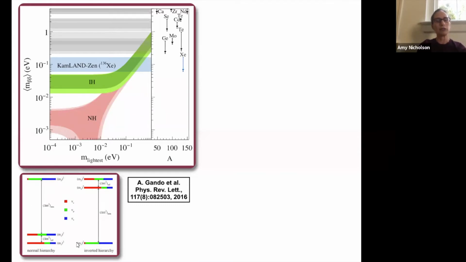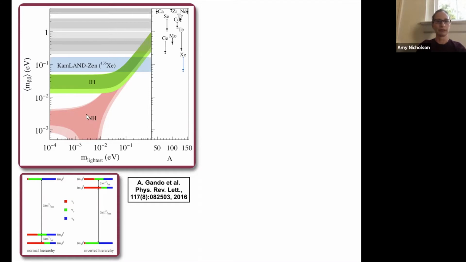Like I said, we know what the mass splittings are from oscillation experiments, but we don't know whether the splitting that we find that's larger of the two occurs between the two lightest neutrinos or the two heaviest neutrinos. So there's a big mass splitting and a small one that we've measured. If the small mass splitting is between the two lightest neutrinos, that's called the normal hierarchy. And if it's between the two heavier neutrinos, that's called the inverted hierarchy.